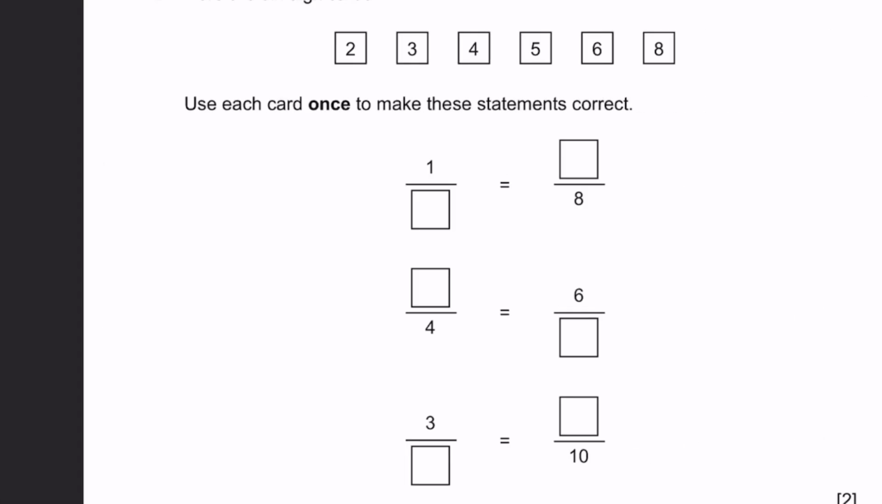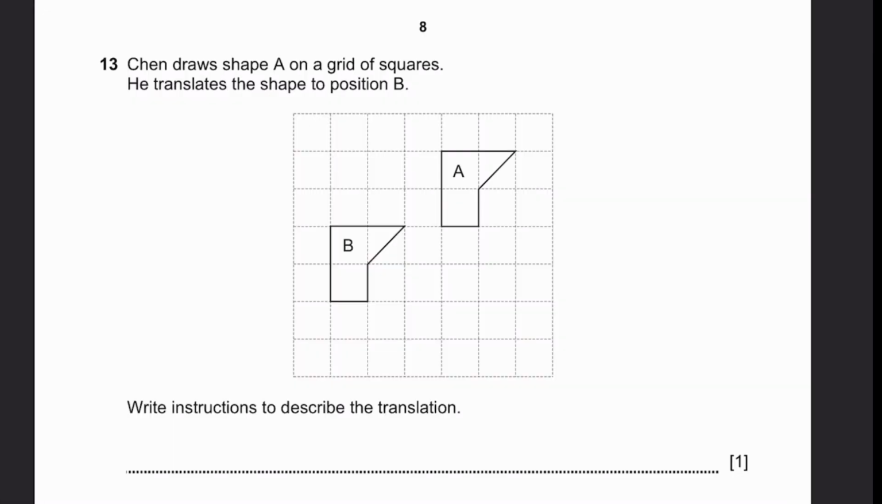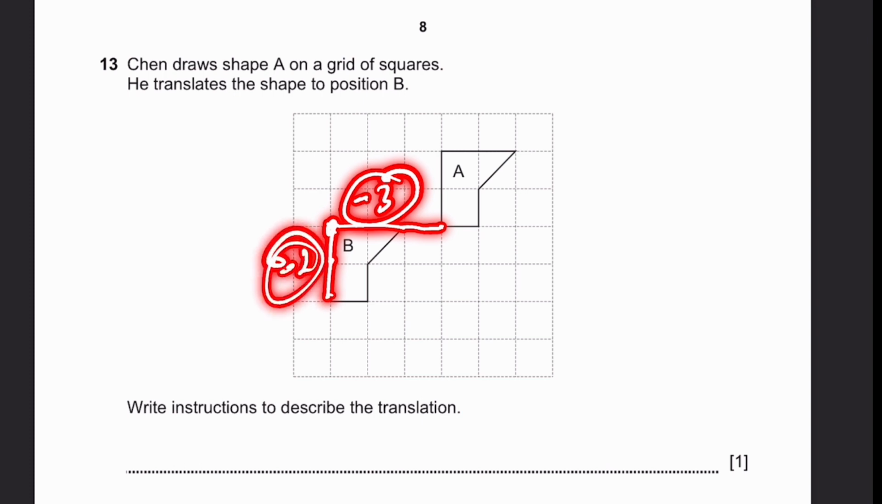Question 13. Chen draws shape A on the grid of squares. He translates the shape to position B. Write instructions to describe the translation. So let's just take one of the points corresponding to the other shape and see how the point is moved. In the x plane, or in the horizontal plane, is moved 1, 2, 3 left. 3 units left. And that means it's a minus 3 in the x value. And then 2 units down. And that means it's minus 2 in the y value.